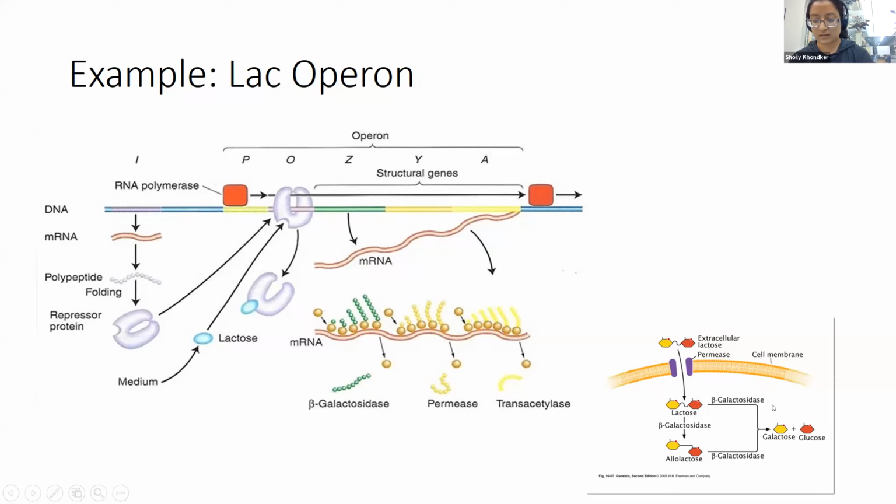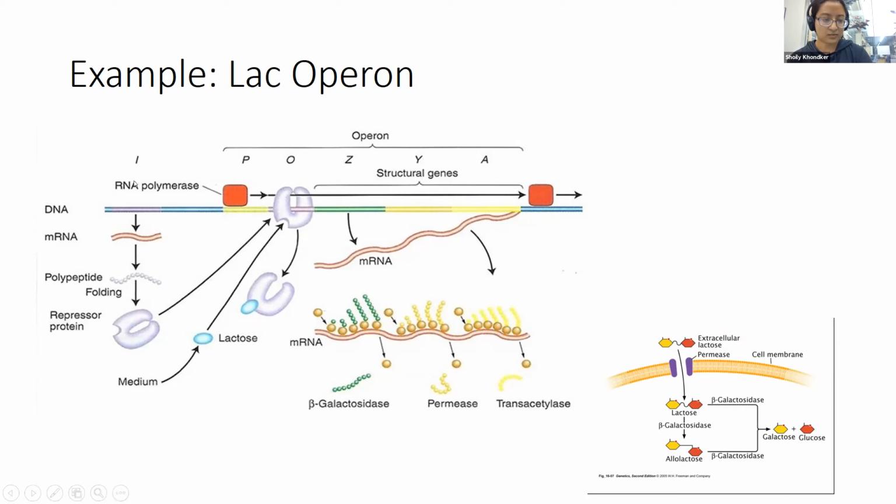Like I said, one of the genes in the lac operon codes for beta-galactosidase, which carries out this enzymatic reaction. Another enzyme that's coded for in the lac operon is lactose permease, which is involved in the transport of extracellular lactose into the cell. And the last gene is transacetylase. The function of this one is still currently unknown.